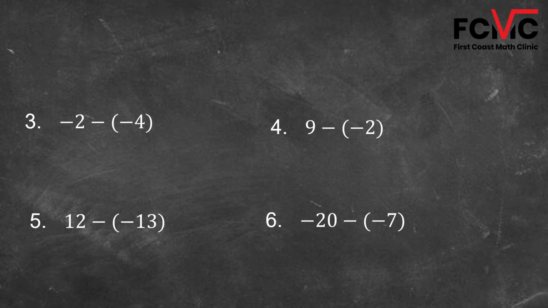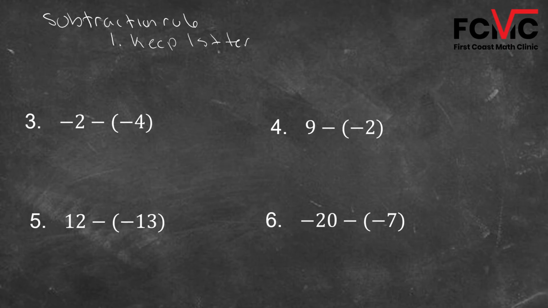So we're going to use what's called our subtraction rule. And using the subtraction rule, we actually change the operation to addition. So we do 3 things in our subtraction rule. First thing is we keep the first term. As I write this out, I'm going to do this with number 3. So I'm going to keep the first term. So it's going to stay negative 2.